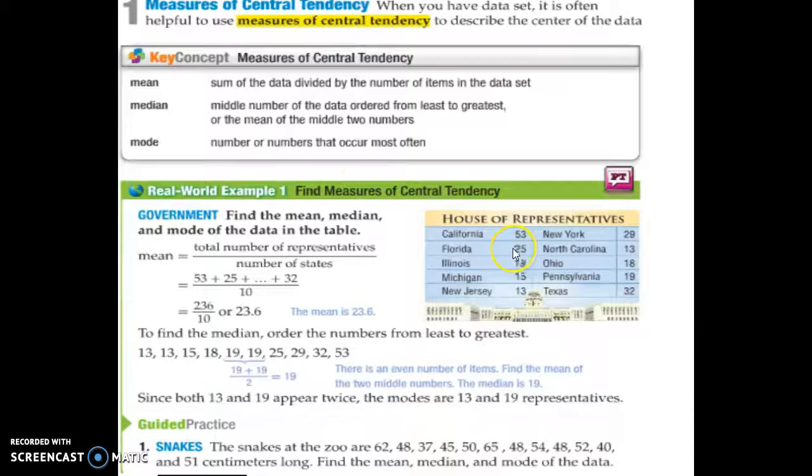Alright? So, here's a set of data of how many representatives come from each state. Let's find the mean, median, and mode. So for the mean, I'm going to add up all these numbers and I'm going to divide by 10 because there are 10 states on this chart. So I'll add up all these numbers for how many representatives are in each state. And if I divide by 10, that'll tell me the average number of representatives per state, which is the mean. The mean would be 23.6 when you add them all up and divide by 10.